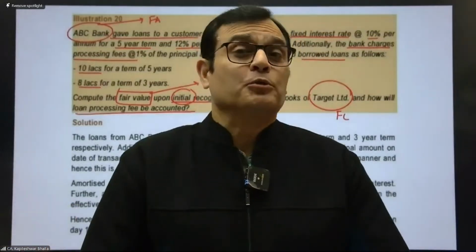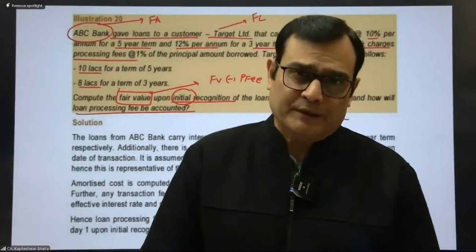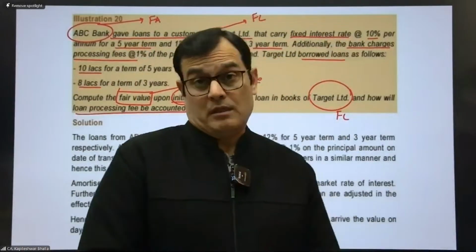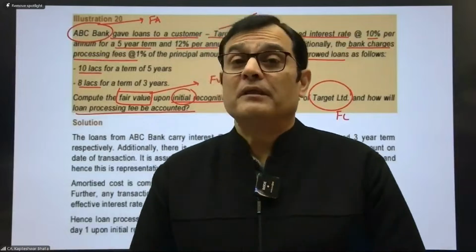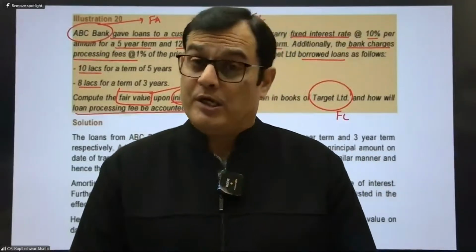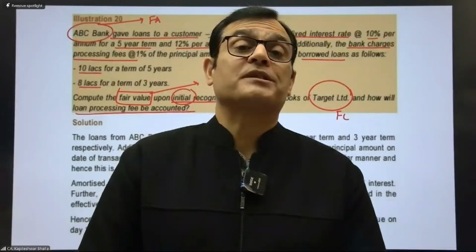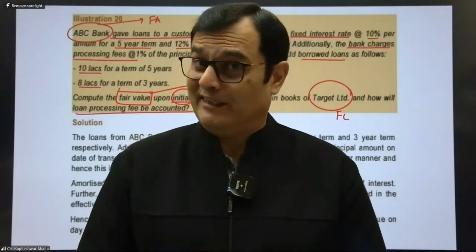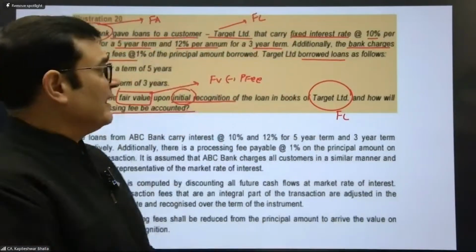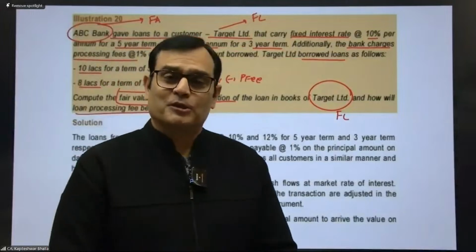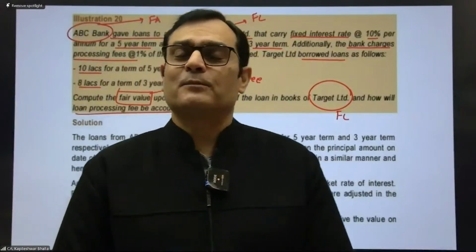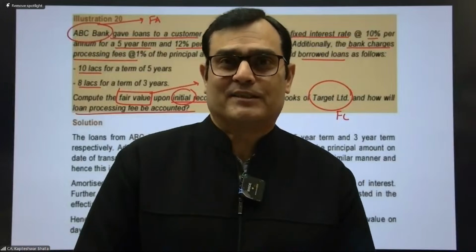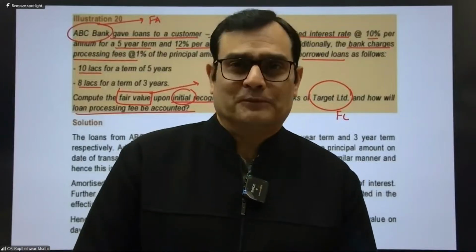But what do we need to do in terms of the subsequent accounting? Do I see any TC in the question? No. Do I see any premium or discounts in the question? No. But do I see a processing fee? Yes. Does it trigger an EIR? Yes. So am I given an EIR in this particular question? No. So am I supposed to calculate a new EIR for subsequent accounting? Yes.